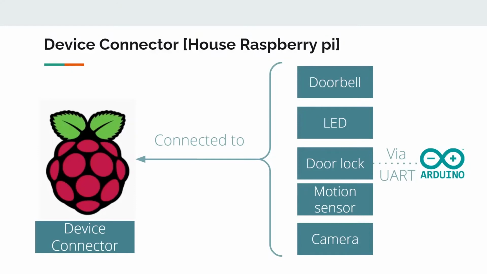In EyePi, each Raspberry Pi represents a house, and each house has one camera at the door, as well as one doorbell and one door lock, but they can have multiple motion sensors and LEDs. Additionally, the code that makes each resource available to the resource catalog and runs the resource functionality is running in the device connector, which is the Raspberry Pi.